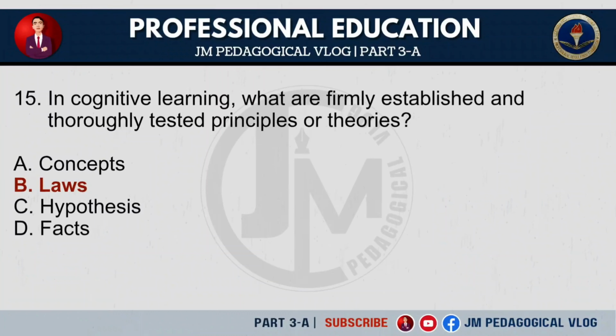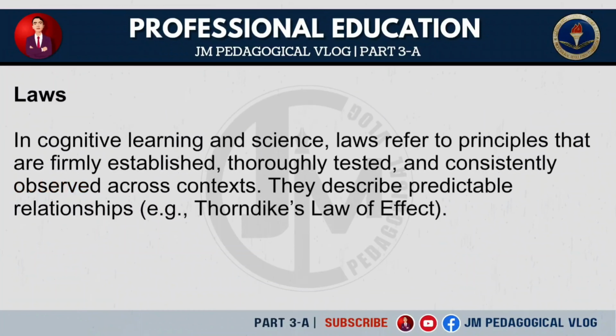B. Laws. In cognitive learning and science, laws refer to principles that are firmly established, thoroughly tested, and consistently observed across contexts. They describe predictable relationships, for example, Thorndike's law of effect.